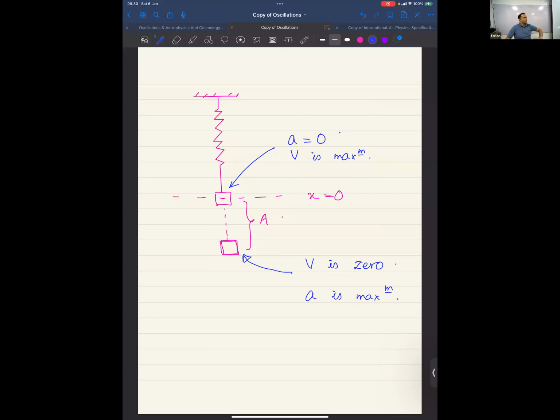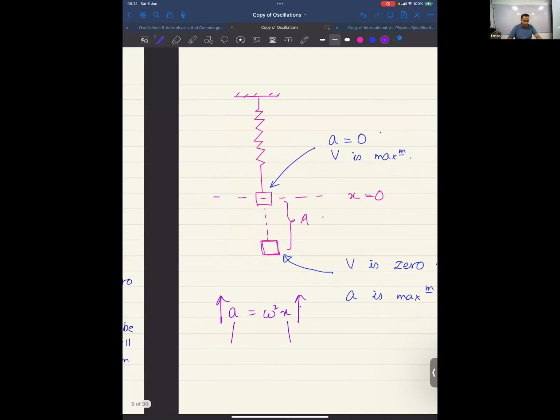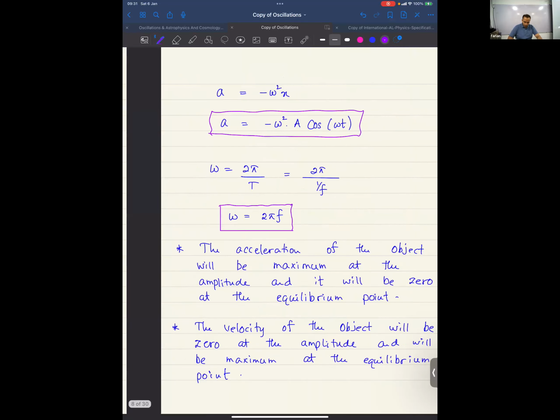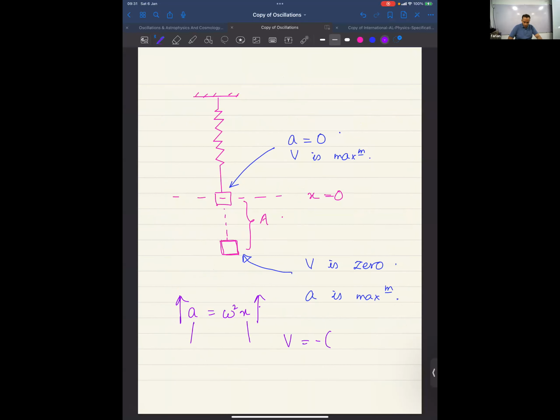Okay. So it's super obvious why the acceleration is maximum at the amplitude, because a equals omega square x. So a will be maximum when the x is maximum, that is at the amplitude. And a will be 0 when x is 0. So at the equilibrium point, the acceleration is 0. But if you take the velocity, velocity is given by minus a omega sine omega t.